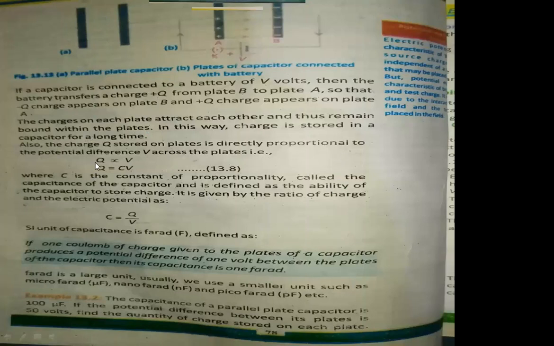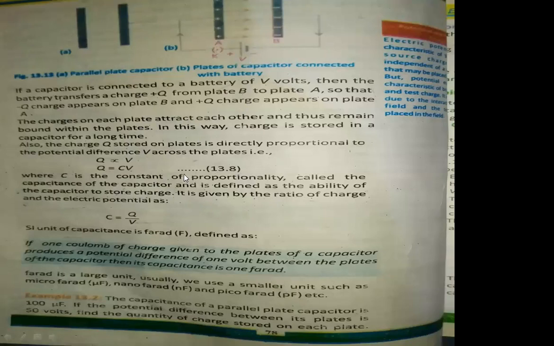Then we studied about charge. Q is the charge stored in these two plates, and V is the potential difference. If we connect the positive plate of the capacitor with the positive terminal of the battery, and the negative plate of the capacitor with the negative terminal of the battery, what will happen? When we close the switch, the current will start flowing, and the charge will develop in it. The charge will be stored in these two plates.